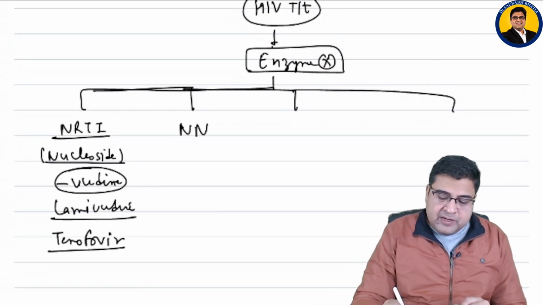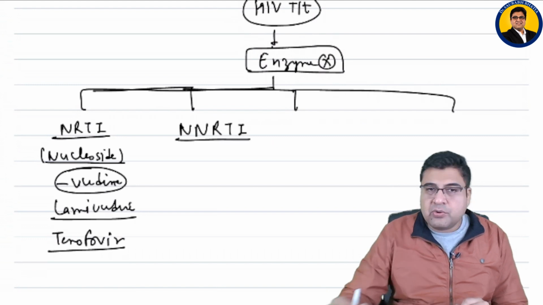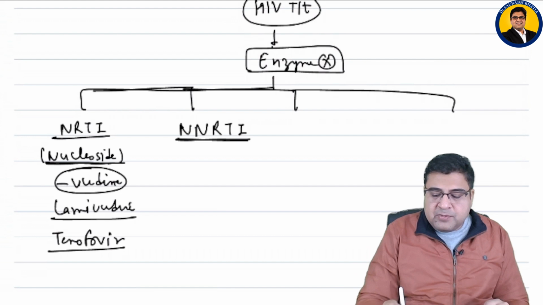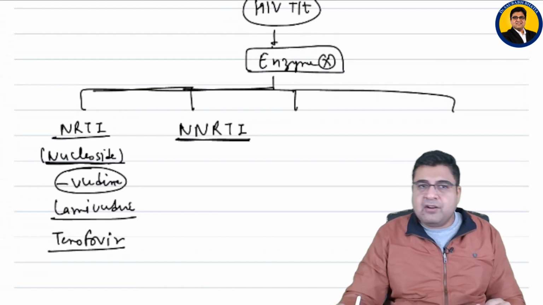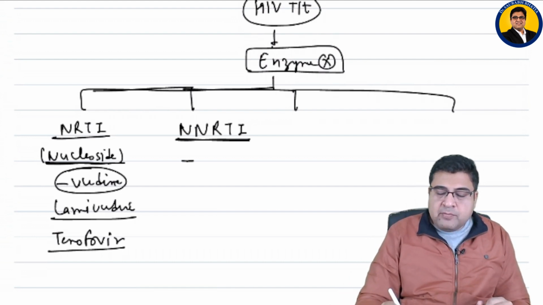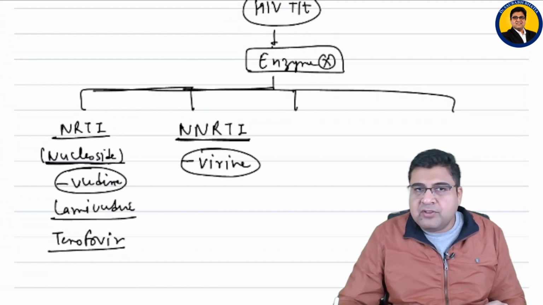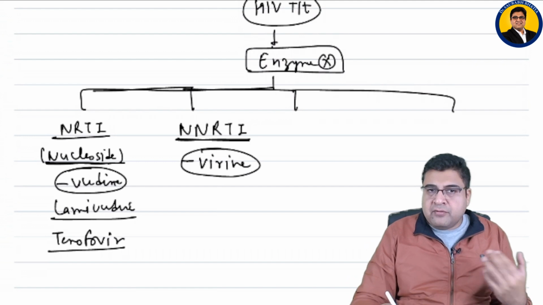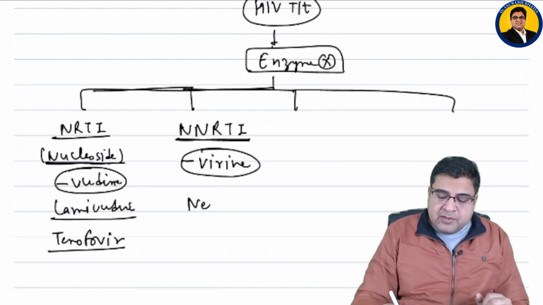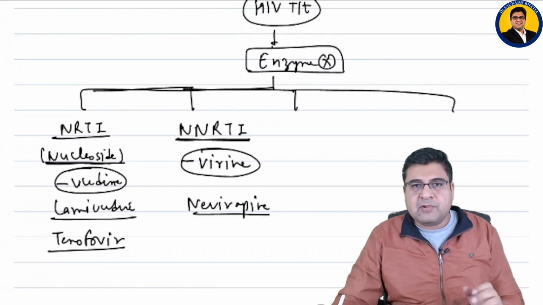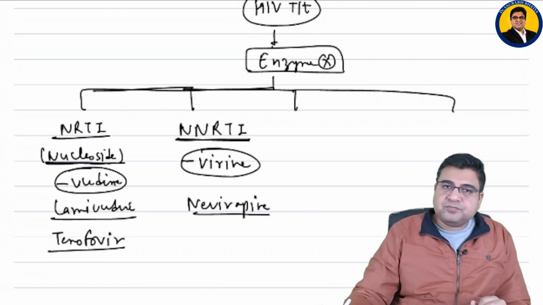The second class of medicines are known as non-nucleoside reverse transcriptase inhibitors. So we have a nucleoside reverse transcriptase inhibitor, and we have a non-nucleoside reverse transcriptase inhibitor. Now here, most of the medicines end with the word virin, but again, we have a few medicines which are different. For example, nevirapine we have discussed above. This medicine also belongs to the same class as NNRTIs.